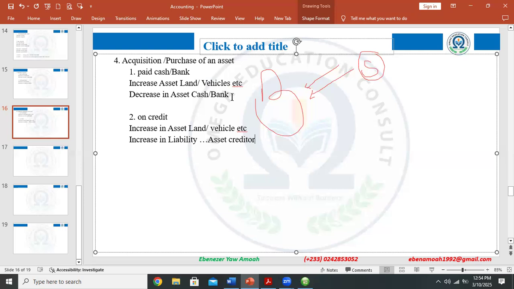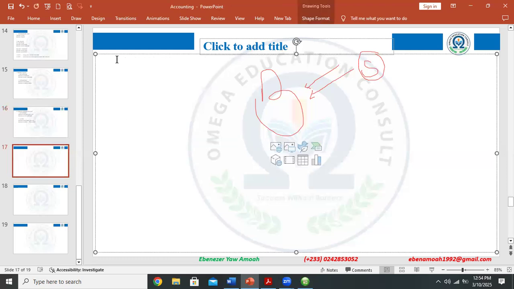Okay. Shall we move to the fifth transaction? Yes, please. The fifth transaction is acquisition of loan. The business is going to take a loan, acquisition or taking of loan, right? I want us to discuss this one. So let's use your family as an example. Your family goes to JCB Bank to take a loan of say 20,000 cedis. What are going to be the effects on the family?